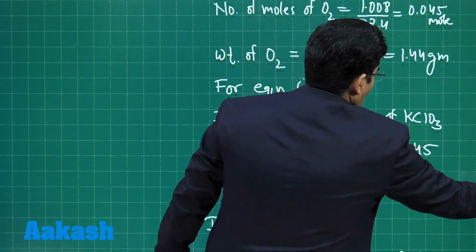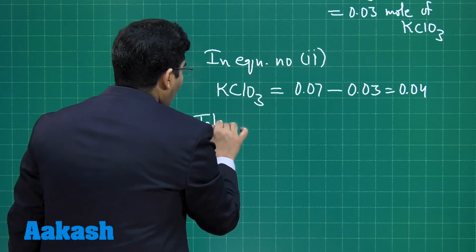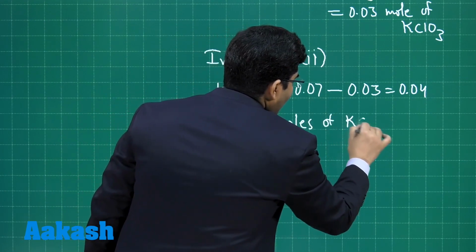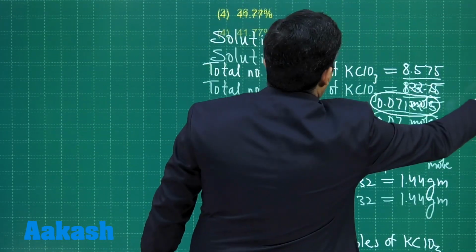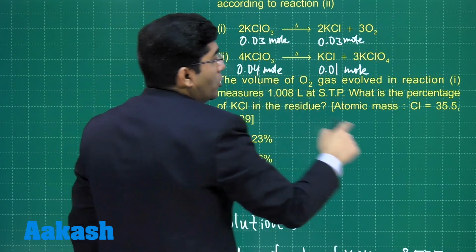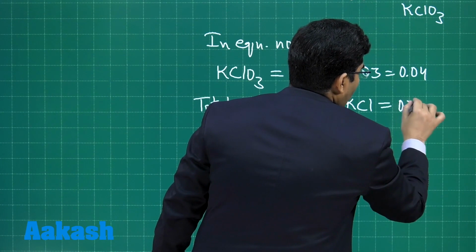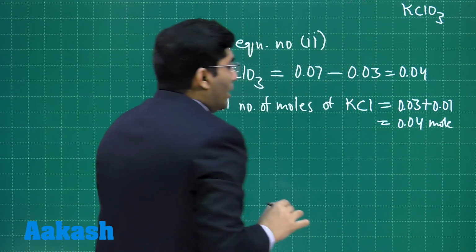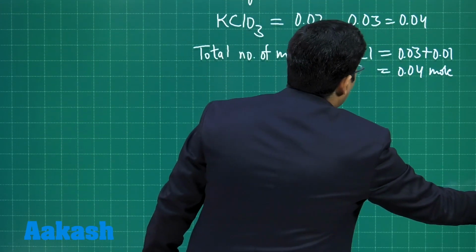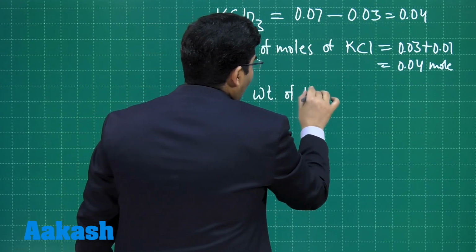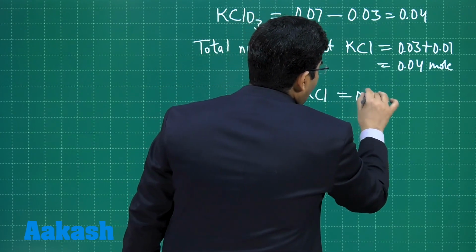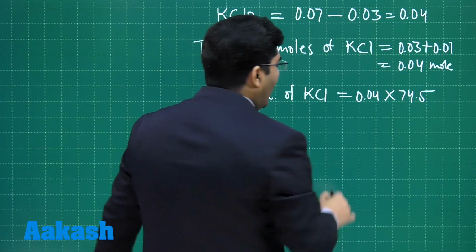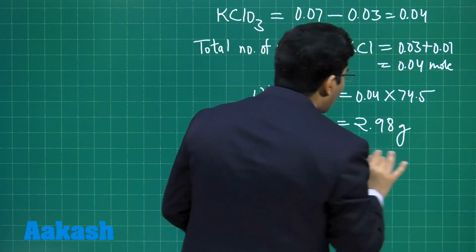Now we have to add this. So when we add it, the total number of moles of KCl is equal to 0.03 from the first equation, and 0.01 from the second equation. Therefore, 0.03 plus 0.01 is equal to 0.04 moles, right? Now let us find the weight of KCl. So, the weight of KCl will be equal to 0.04, its number of moles, multiplied by 74.5, which is the molar mass of KCl, and that will be equal to 2.98 grams. Now we got the weight of KCl, right?